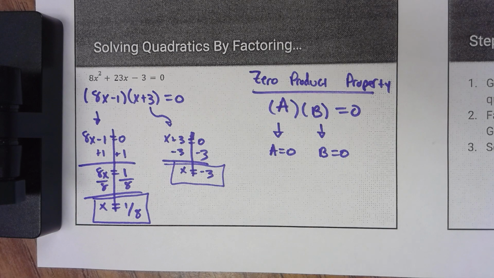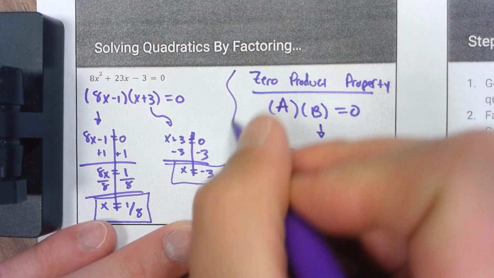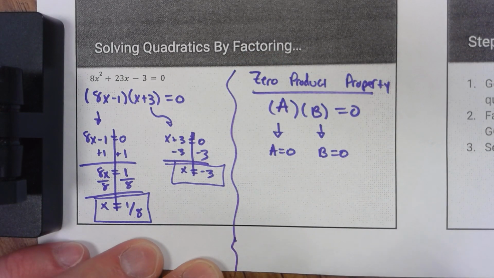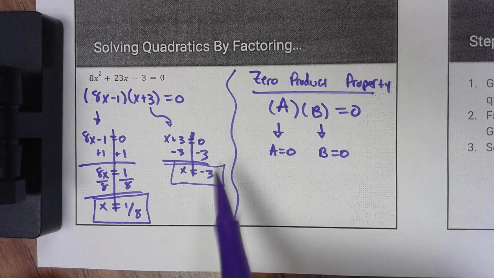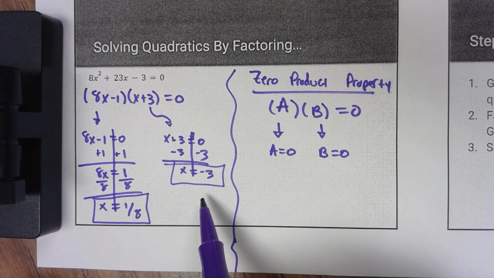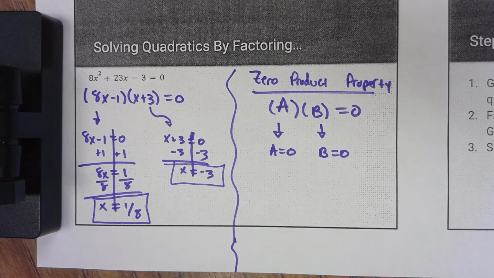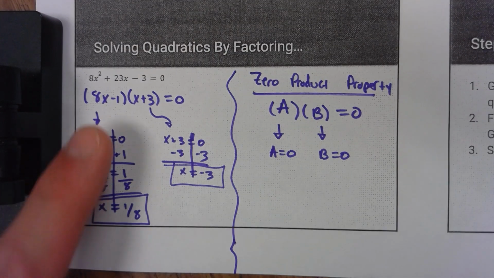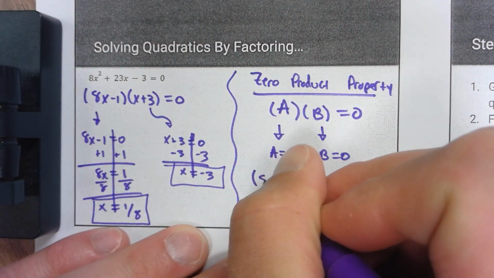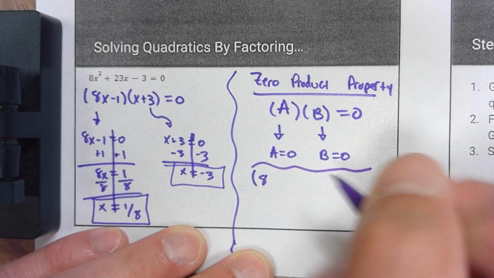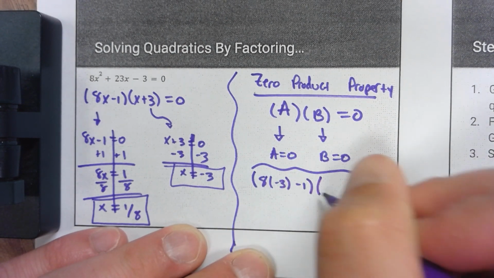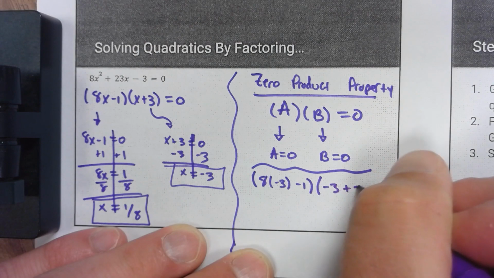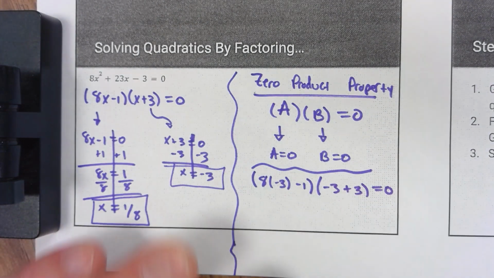Now I want to just explain the zero product property one step further now that we have some values here. I want to show you what the zero product property looks like with values. So let's take this -3 and plug it back into the equation and see what happens. If I plug in -3, I get 8 times -3 minus 1, and that's times -3 plus 3, and it equals 0.